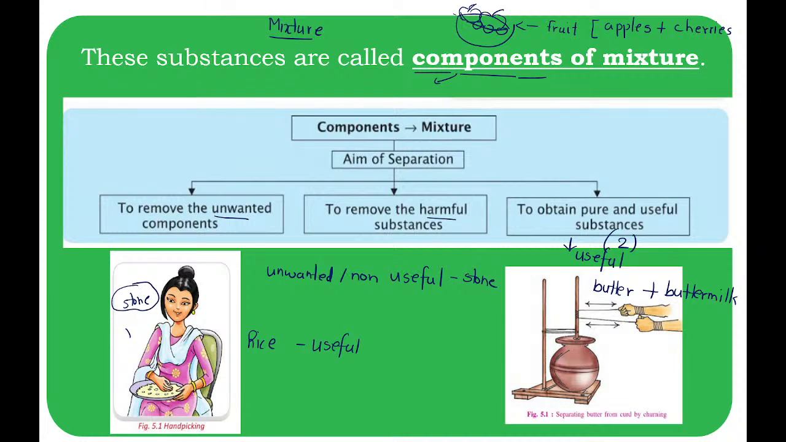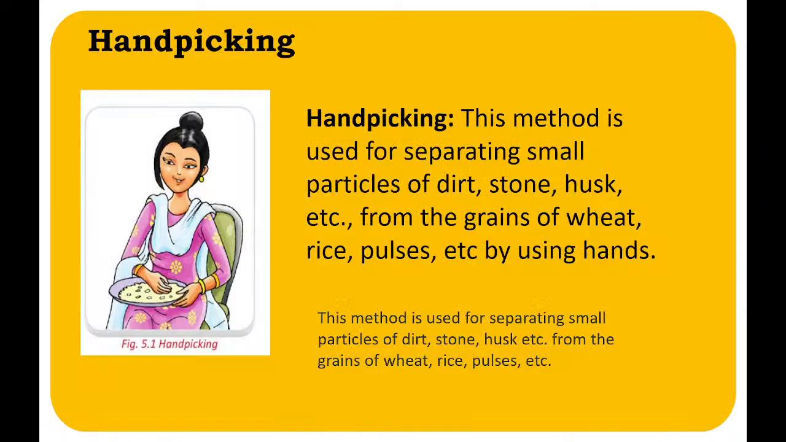What are we going to learn? Different methods of separation in today's class. Let's see these different methods of separation one by one. So now you realize the reason for separating a mixture. What is the reason? Either the mixture has some useful component or some non-useful component, and a non-useful component we don't want, a useful component we want. Therefore, we adopt different methods of separation.